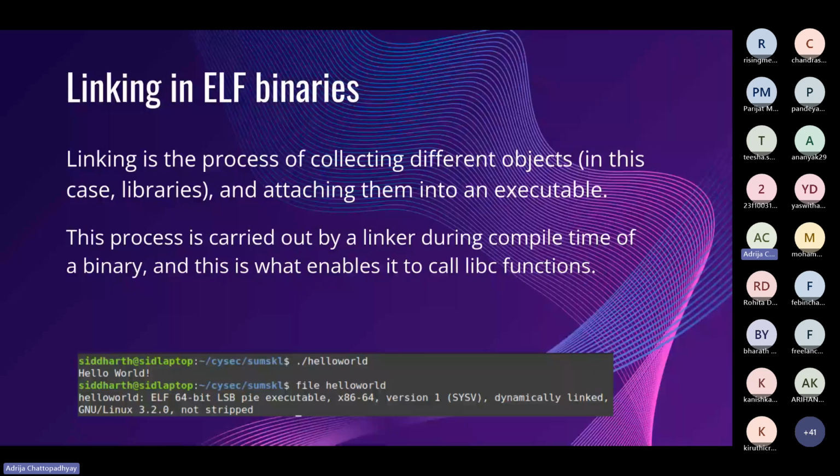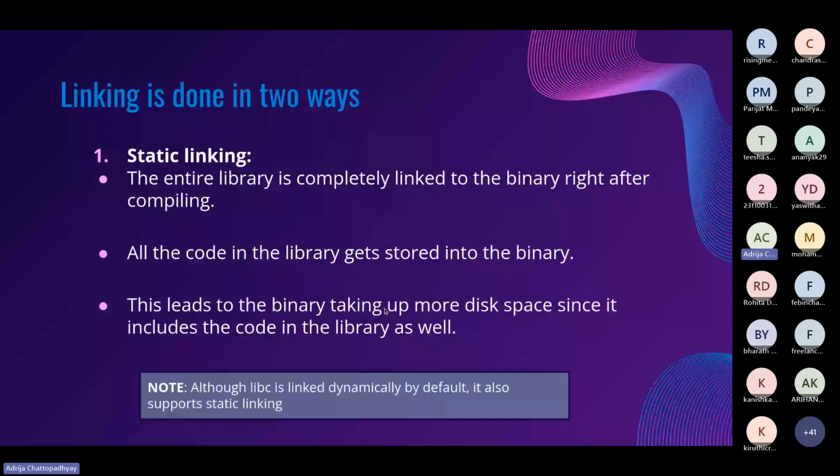Okay. Then there's linking. When we compile a program, we need to link that program with the libraries that we are using. That process is what is linking. We're attaching them to the executable. There are two main kinds of linking done: static linking and dynamic linking. Static linking is when the entire libc is brought in. When you compile your program, the entire libc is loaded in together with the program. So you need to create a space in the virtual memory which has space for the entire libc along with the program itself.